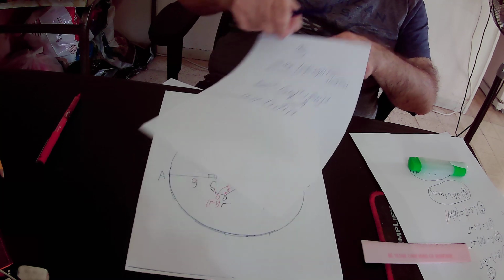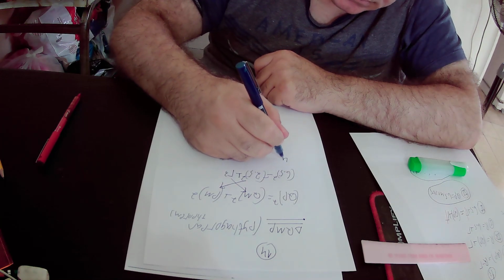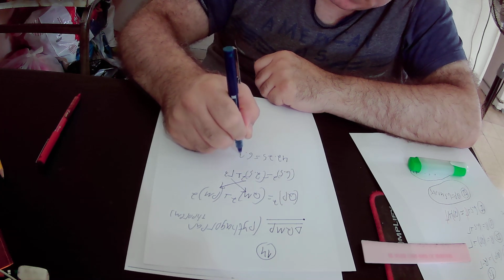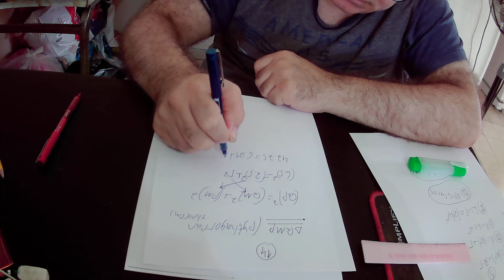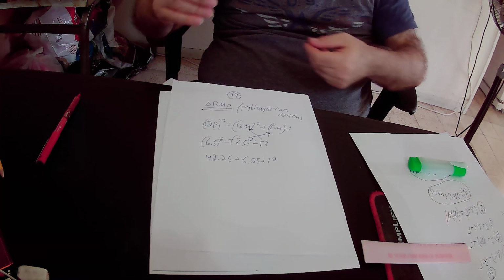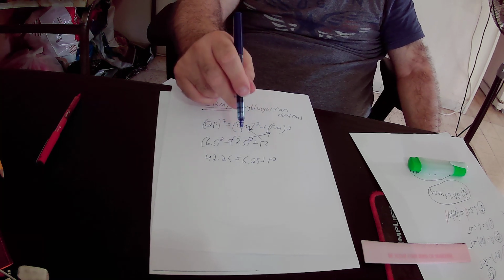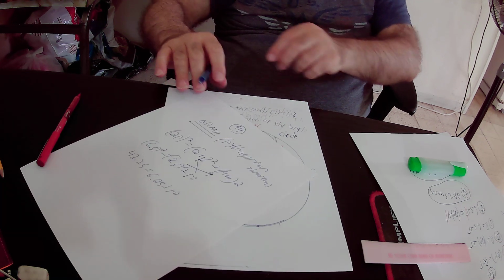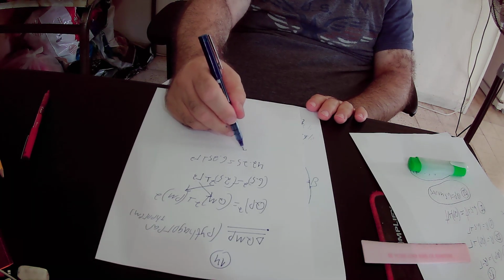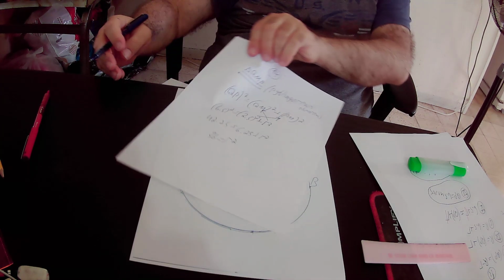So I write it down. In total we got that 42.25 equals 6.25 plus r square. Here we can subtract 6.25 from this equality and we will get that 42.25 minus 6.25 is 36. So 36 equals r square. So we have this equality.